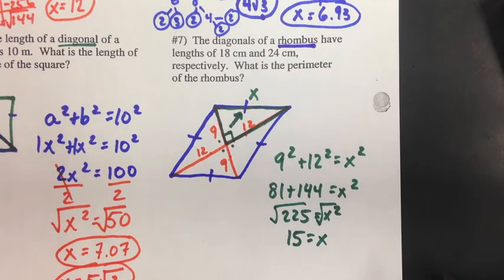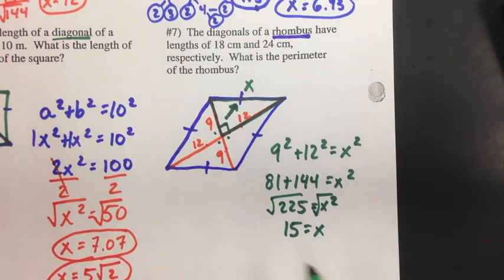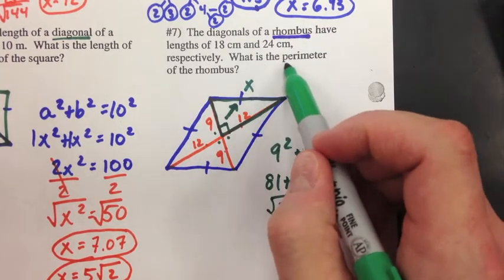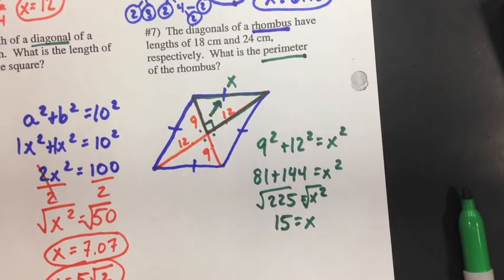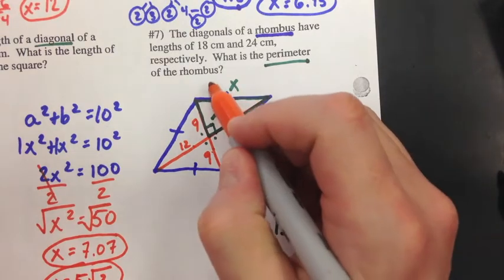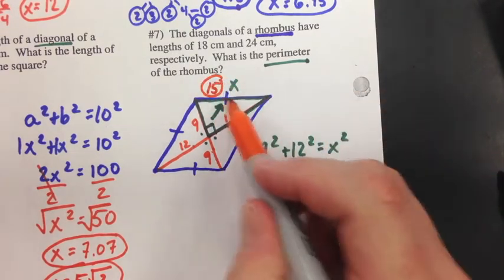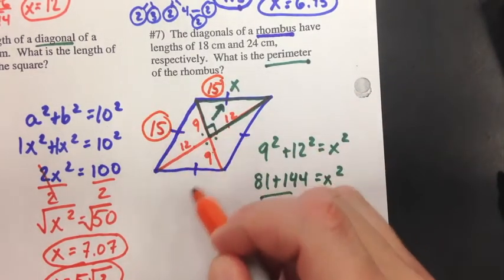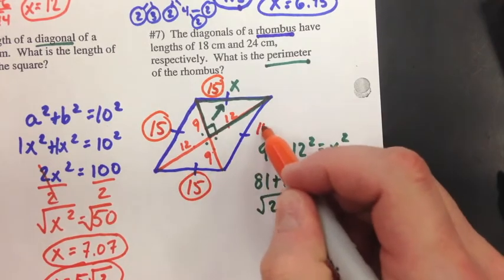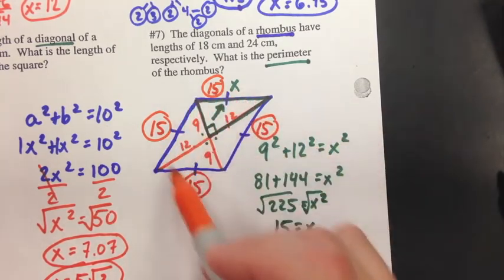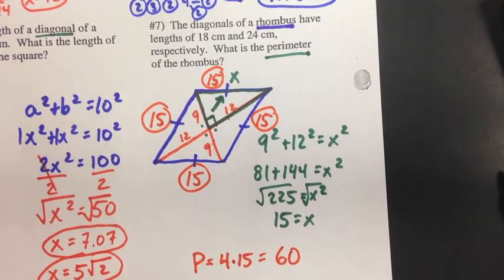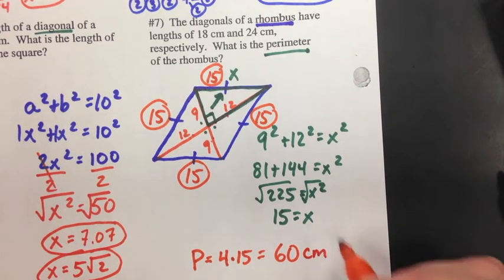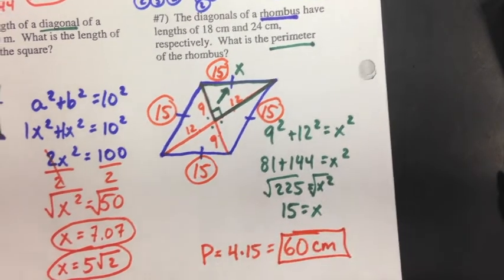But the thing is, we're not done. We have to answer the question. The question is, what is the perimeter of the rhombus? Well, if we go back to the picture here, 15 is this side, but in a rhombus, all the sides are equal. So all of these are 15. So the perimeter is basically 4 times 15, which is 60. And the unit of measurement is centimeters. So our answer is 60 centimeters.